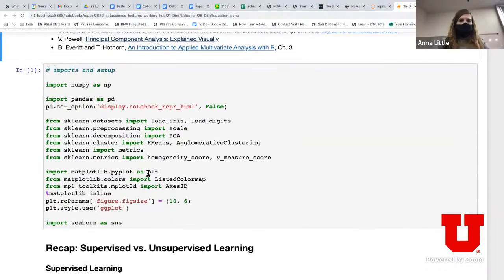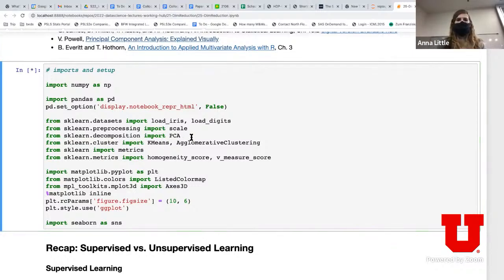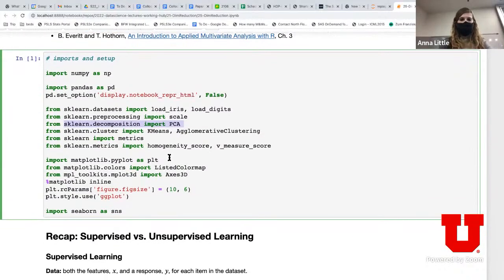Okay, so to get started, just all of our basic imports. The main new thing that we're doing here is this PCA function, which we import from sklearn.decomposition. So that's the main new thing that we're going to be playing with today.